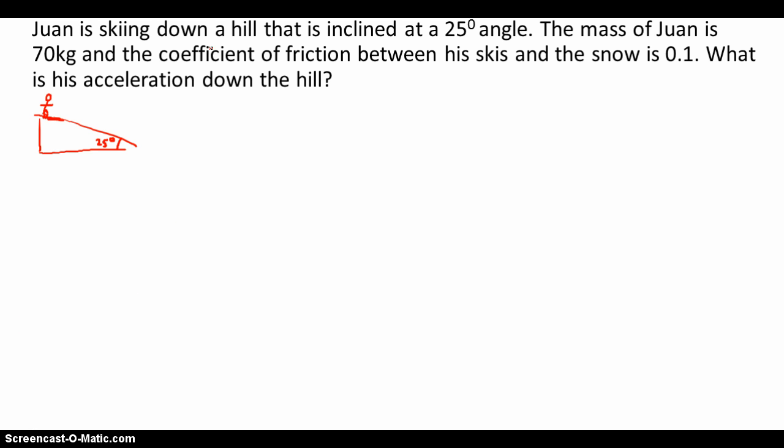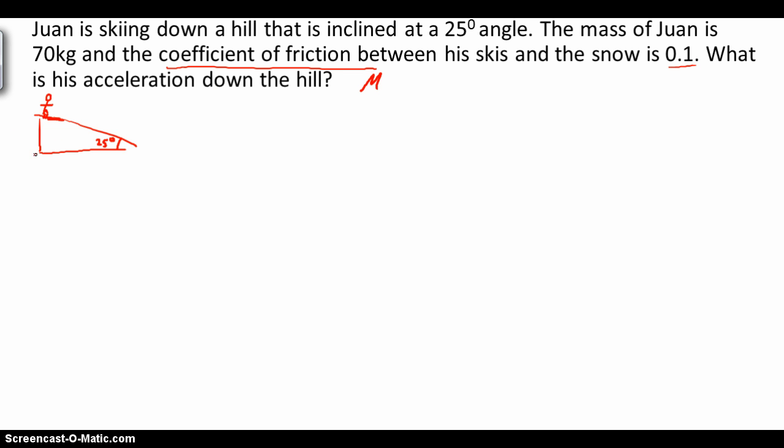In this question, Juan is skiing down the hill at a 25-degree angle. Juan is 70 kilograms, and the coefficient of friction between his skis and the snow, that's this letter, is 0.1. What is his acceleration down the hill?